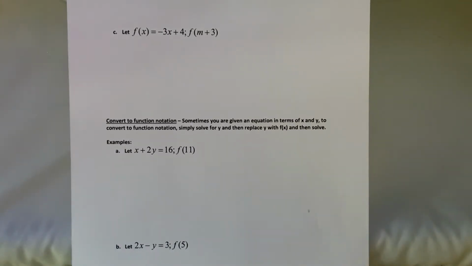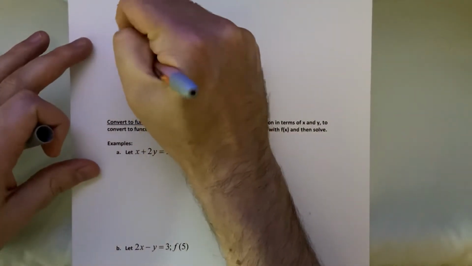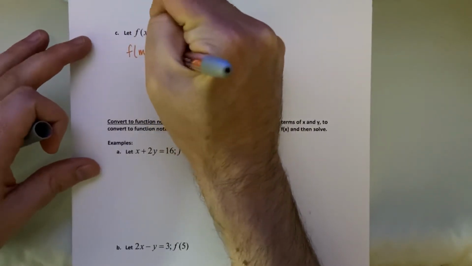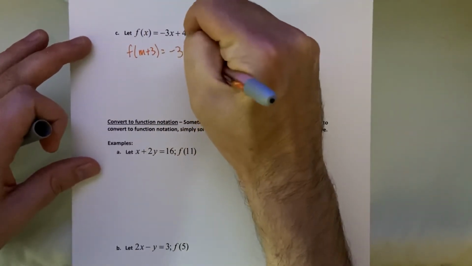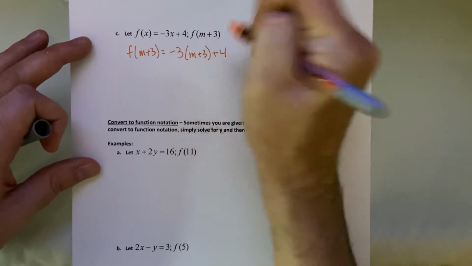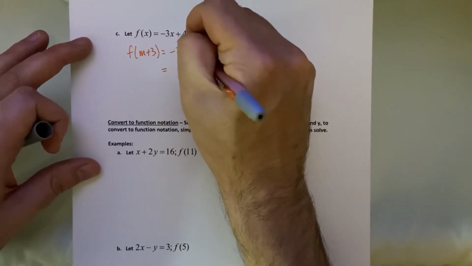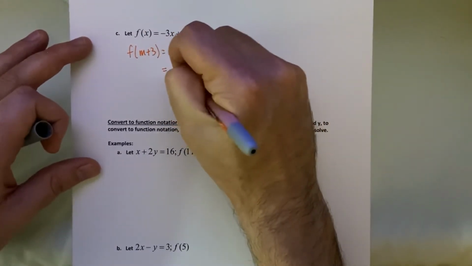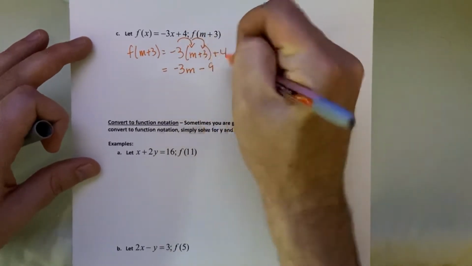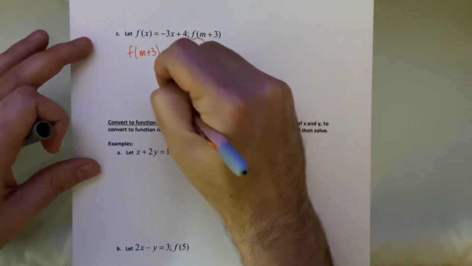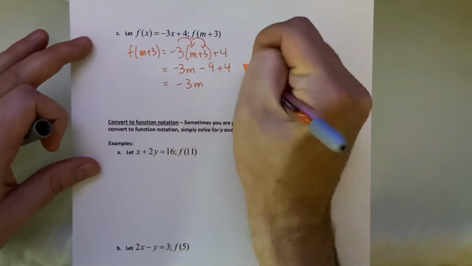And what does it look like when we plug in an expression? So an expression, remember, is going to be something else with a new variable, whether it be the same variable or something different. Let f of x equals negative 3x plus 4. Find f of m plus 3. So we're replacing x with m plus 3. Here you're going to have to distribute: negative 3m minus 9 plus 4. Combining our like terms, just negative 3m minus 5.